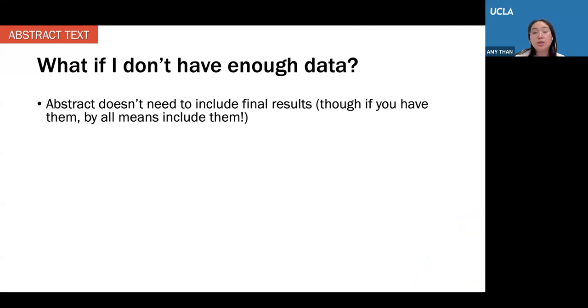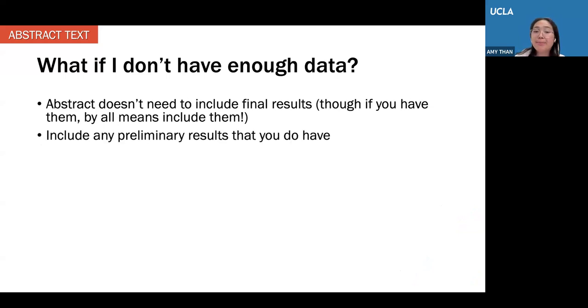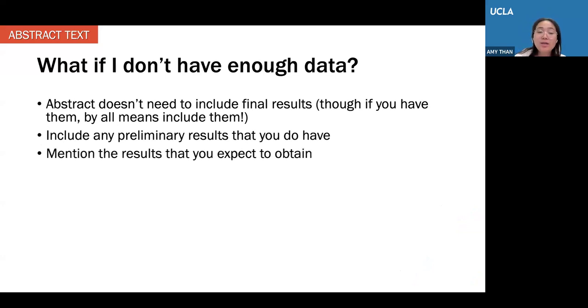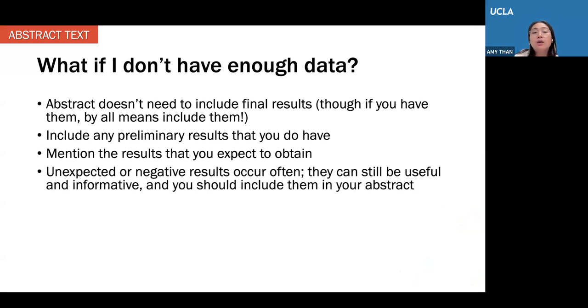An abstract doesn't need to include final results at all, as I mentioned before. You should include any preliminary results that you have. You should mention the results that you expect to obtain. Say this is an ongoing project. By the time that you present the poster, you might have more data. So whatever data you think you will get, you're welcome to share in your abstract.